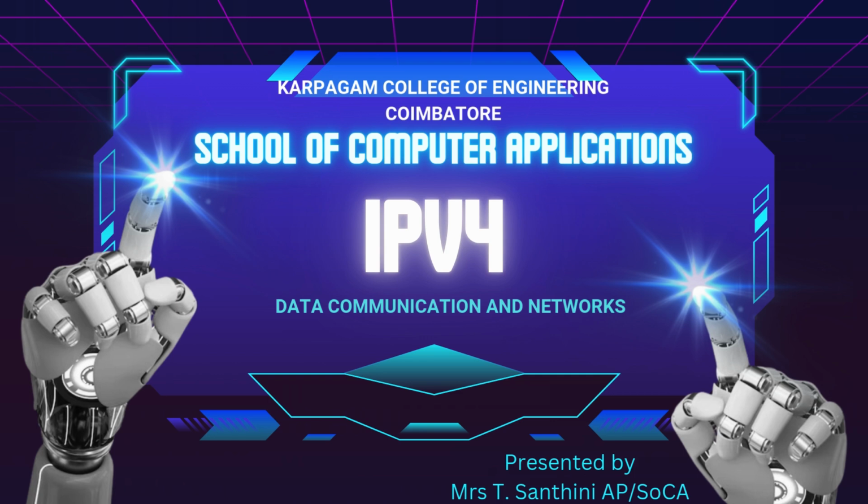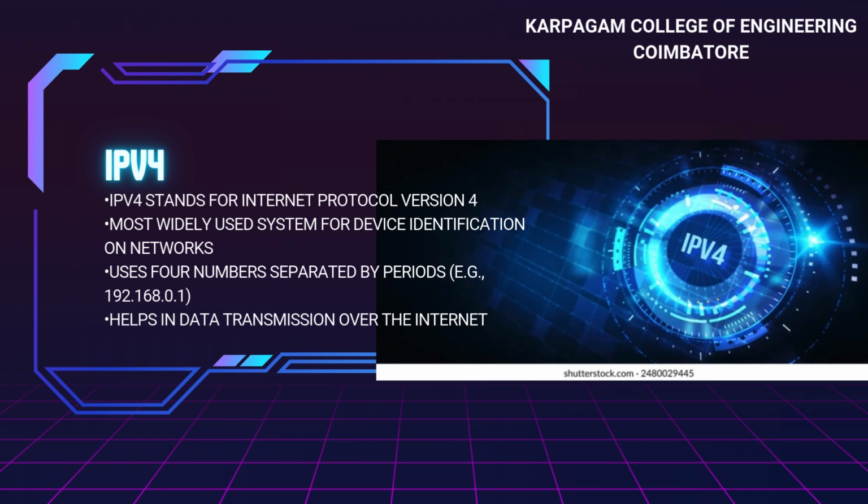So what is IPv4? IPv4 stands for Internet Protocol version 4. It was introduced in 1983 as part of the ARPANET project, which was the foundation of the modern internet. IPv4 uses a 32-bit address system, meaning it can generate approximately 4.3 billion unique addresses.